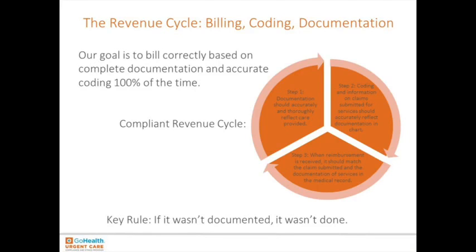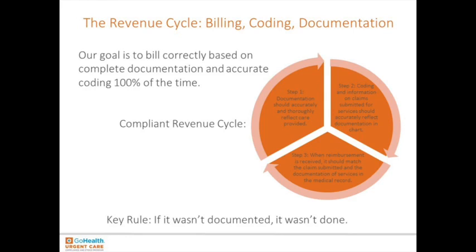In this section, we're going to talk about the revenue cycle process, which includes billing, coding, and documentation. Here at GoHealth, our goal is to bill correctly for all the claims that we submit to any payer 100% of the time. That means that our documentation and our coding has to be right on every single claim that we submit to government or commercial payers.